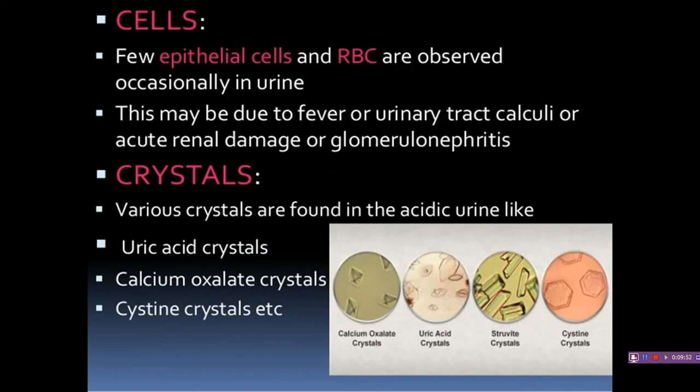Cells: few epithelial cells and RBCs are observed occasionally in urine. It may be due to fever, urinary tract calculi, acute renal damage, or glomerular nephritis. Crystals: variable crystals are found in acidic urine like uric acid crystals, calcium oxalate crystals, cysteine crystals, etc. In the figure, you see the different types of crystals.